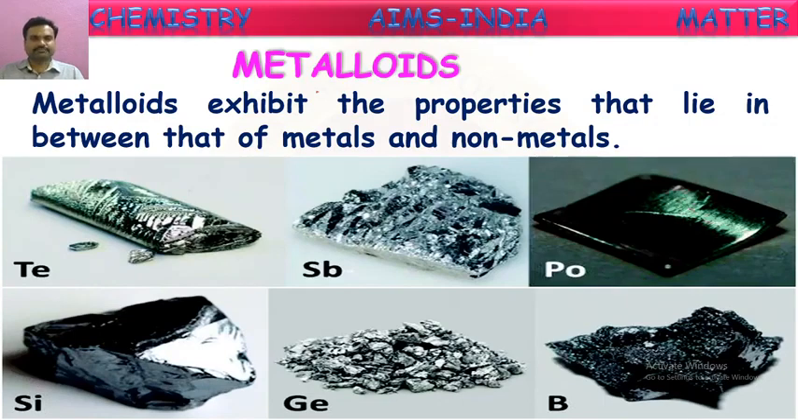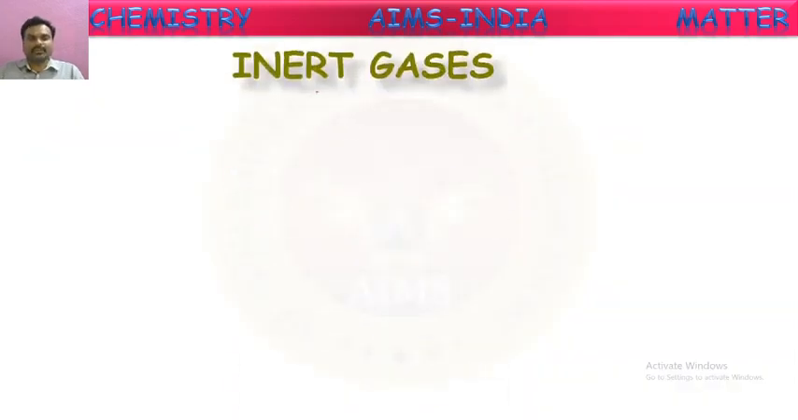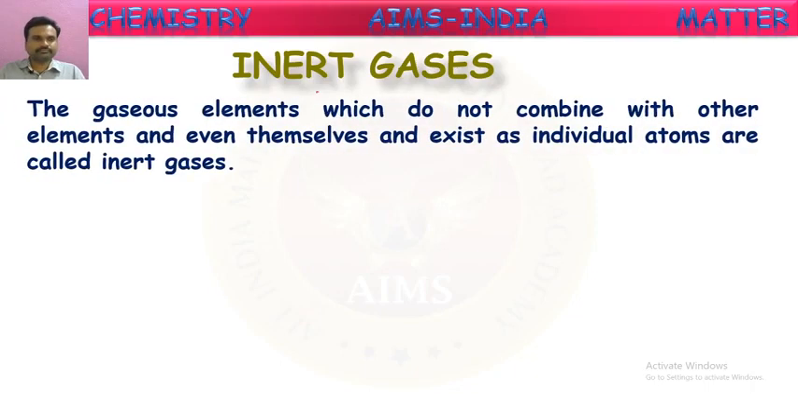Okay, children. Next, the fourth category of elements, inert gases or noble gases, which are also called stable gases. The gaseous elements which do not combine with other elements, and not even with themselves, and exist as individual atoms are called inert gases. Yes, these elements do not participate in chemical reactions at all. They won't combine with any other elements, and they won't even combine with themselves. They will always be in the free, atomic form. Each and every atom will be individual. Such elements are called inert gases or noble gases.